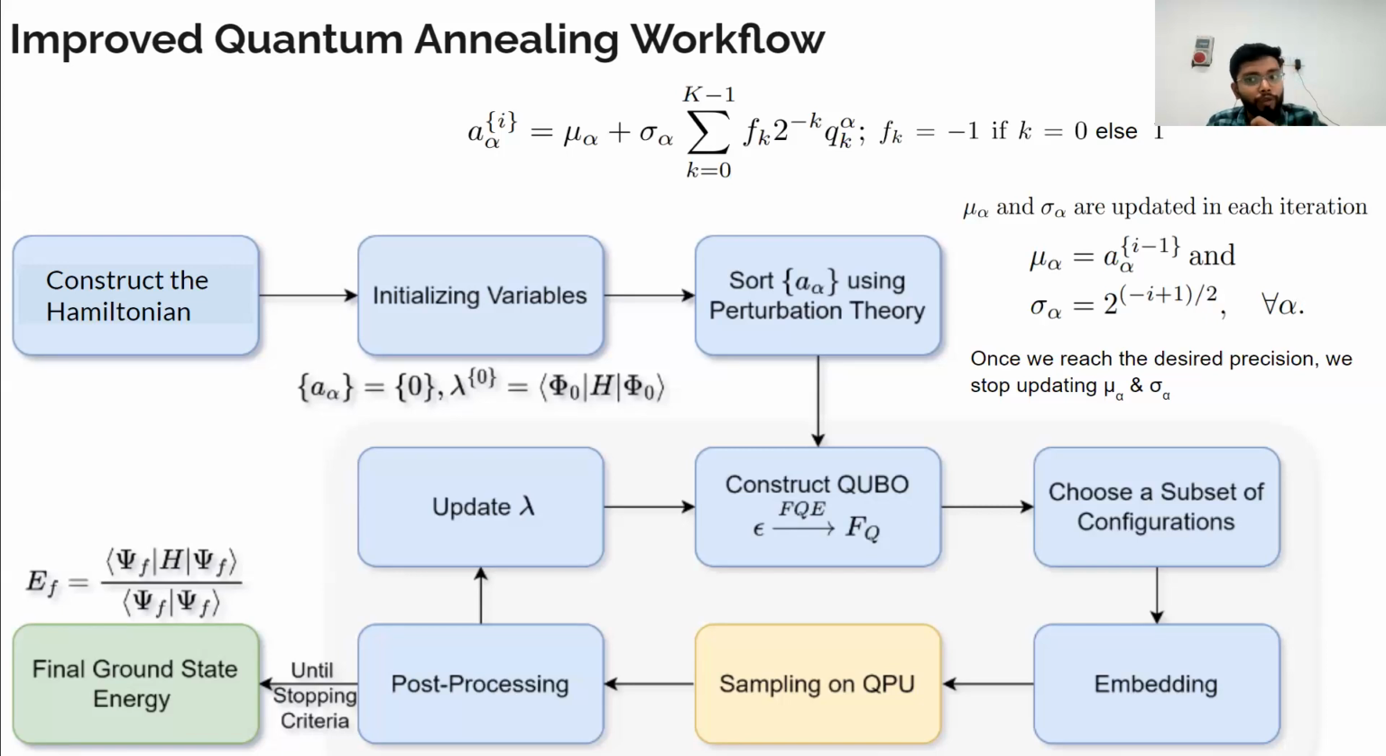Next, we have to construct the QUBO, because we have to convert each of the expansion coefficients to a binary string. To do that, instead of using the fixed point representation, we have developed a different method, which is a floating qubit encoding. Here the idea is that A alpha, the expansion coefficient at any iteration i, is represented using mu alpha plus sigma alpha times a sum that is very similar to the fixed point encoding. But here, mu alpha at any iteration is the result of our previous iteration, and sigma alpha keeps on decreasing.